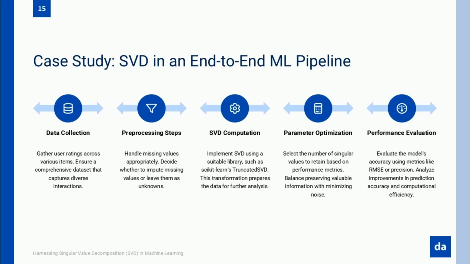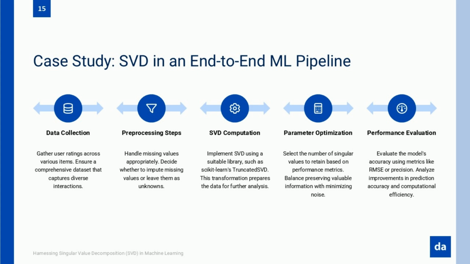When Netflix faced the daunting challenge of improving their recommendation system, they didn't just need a better algorithm, they needed a comprehensive machine learning pipeline capable of processing millions of sparse user ratings. This real-world problem perfectly illustrates how SVD serves as a critical bridge in production systems handling massive high-dimensional datasets.